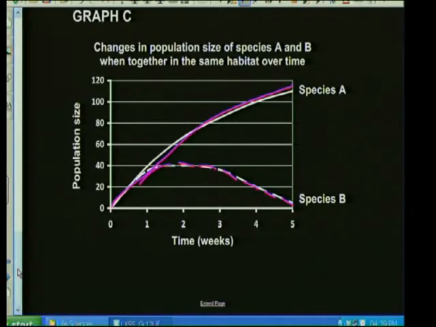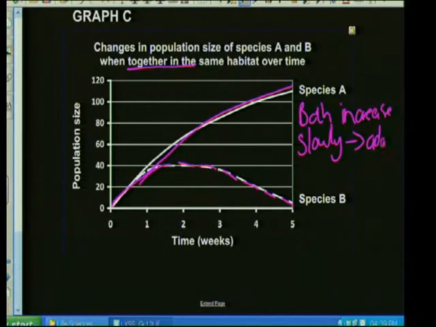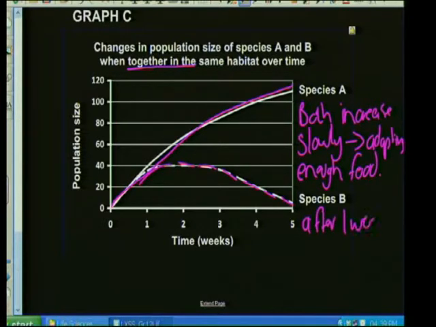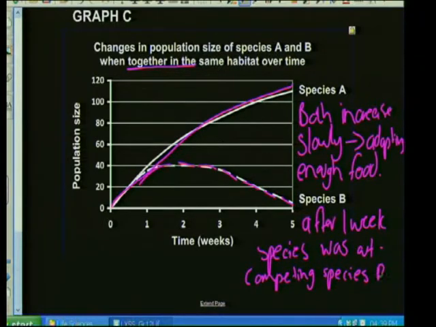Okay, so let's start when they were together. Now what started to happen? Let's start at the beginning. In the beginning, both started to increase slowly. The reason being, what were they doing? Adapting. And what was there? There was enough food. But after 1 week, what do we notice? Species A was out-competing species B.